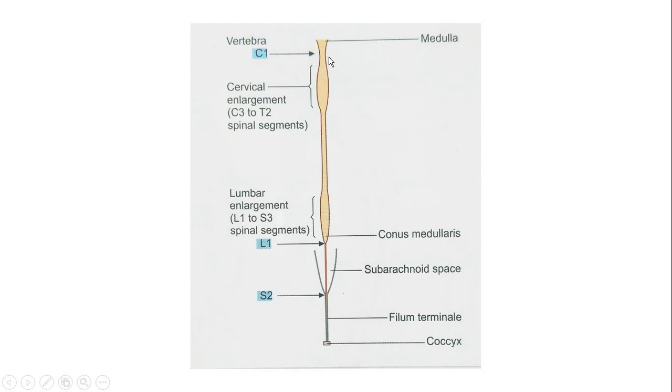It shows two enlargements. One is cervical enlargement and the other one is lumbar enlargement. The cervical enlargement is to occupy the more nerve fibers that supply the muscles of the upper limb, and the lumbar enlargement is to occupy the neurons that supply the lower limb.